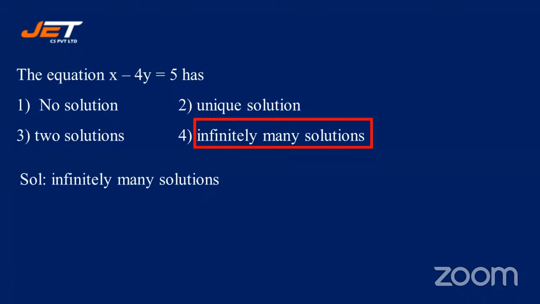infinitely many solutions. Why? Because see, if any one value is given, like either x value is given, then y value will have a unique solution. All right. But here x and y for both the exact value is not there. So it can have many solutions.